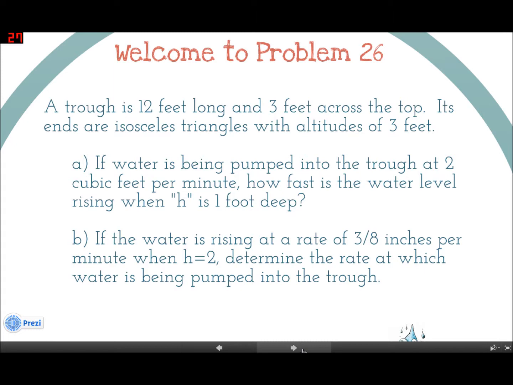Part B. If the water is rising at a rate of 3/8 inches per minute when H is equal to 2, determine the rate at which water is being pumped into the trough.